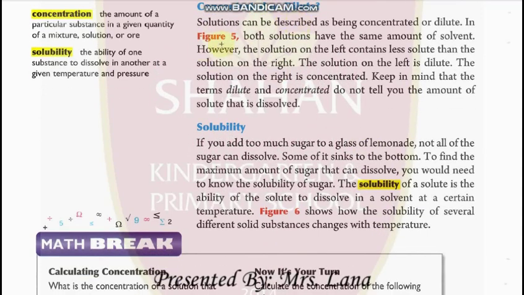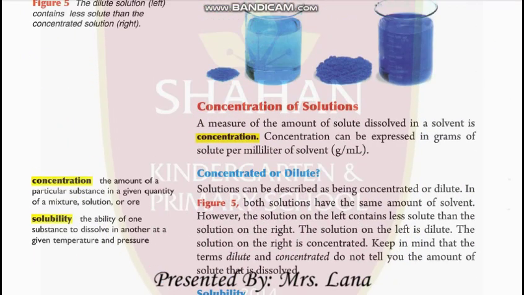Solutions can be described as being concentrated or dilute. In figure number 5, both solutions have the same amount of solvent. However, the solution on the left contains less solute than the solution on the right. The solution on the left is dilute. The solution on the right is concentrated, because it has more solute.